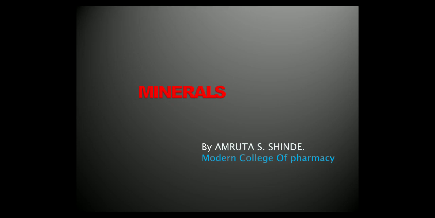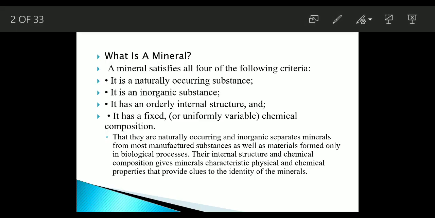Let's see. What is a mineral? A mineral satisfies all four of the following criteria. It is a naturally occurring substance. Second, it is an inorganic substance. Third, it has an orderly internal structure. Fourth, it has a fixed or uniformly variable chemical composition.